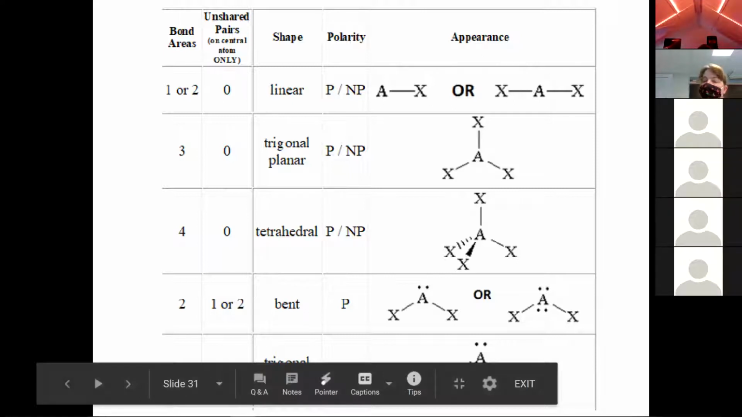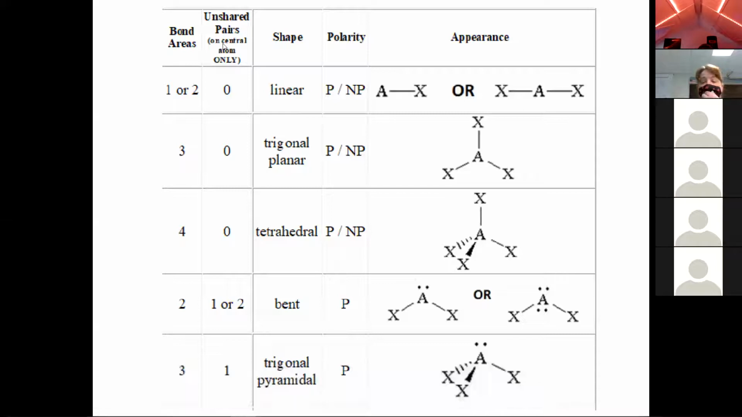Okay, so we have talked about how we can determine the shape based on the number of bonds and the unshared electrons around the central atom. Now we're going to go over this next column, which is labeled polarity. This is more complex than what we're going to talk through, but we're going to keep it simple, and we're going to give you the basics behind how you can quickly determine if a molecule is polar or not polar.